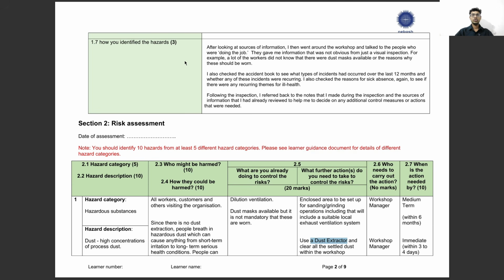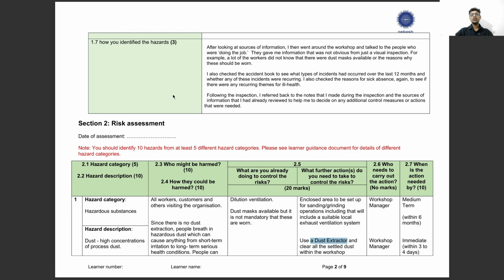Okay, so 1.6 is the source of information that you had used, and 1.7 is how you have identified the hazards. Mainly it happens by the visual inspection that you do, then the consultation with the workers, and also whatever records are there in the company, the internal source of information, you review that: the accident records, the sickness data and everything. So 1.6 is the source, 1.7 is the methods that you use, like inspection, consultation, reviewing the documents. So that is 1.6 and 1.7.